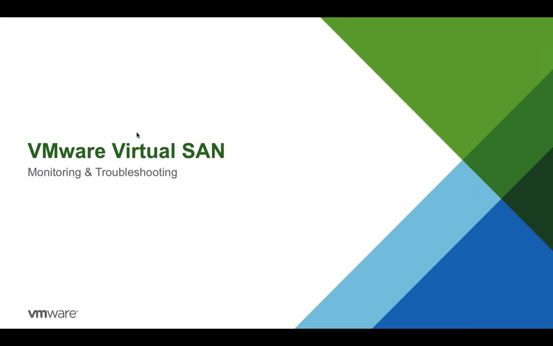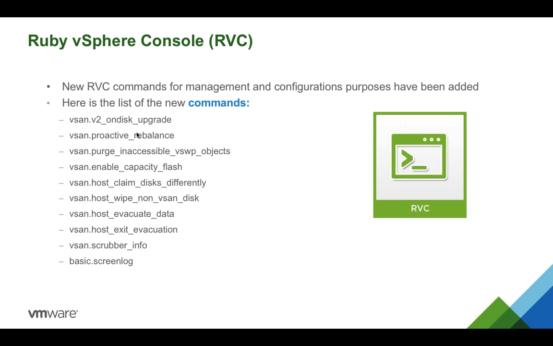For monitoring and troubleshooting, we have some commands that have been introduced to RVC. Some of them are new, some of them are not. Some in particular are here, like the one at the top, which enables and kicks off the on-disk format upgrade. Some of the other ones help you manage and wipe the disks you may be using, either for vSAN or non-vSAN environments, to make sure we wipe and clean them correctly before we put them back into the system. So there's a lot of different things that have been added on the RVC side of the house.